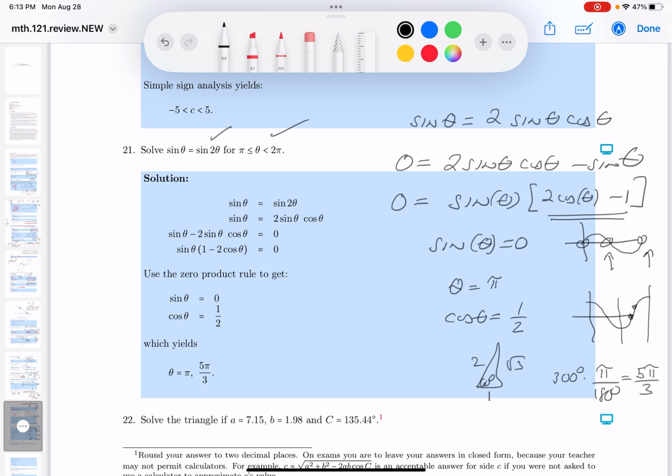So we have 2 answers. The answers are going to be as follows. Pi, that's one answer. The other answer is 5 pi over 3. Again, my recommendation is look at the answer key to make sure those answers are listed for you. That pi is being listed and 5 pi over 3. Thank you.